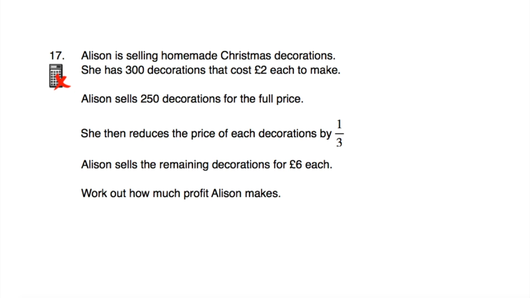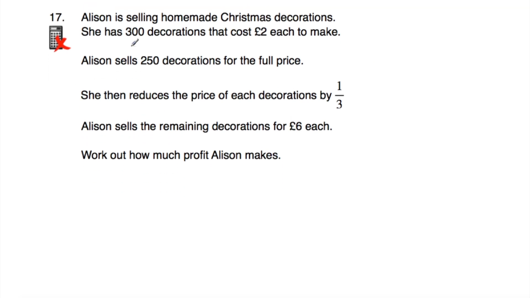Okay, so let's have a look at our next question, question number 17. Question number 17 says, Alison is selling homemade Christmas decorations, and she has 300 decorations that cost £2 each to make. So we want to work out how much profit she makes. I'm actually just going to take the 300 and times it by 2 to begin with to see that that's equal to £600. So they cost £600 to make.